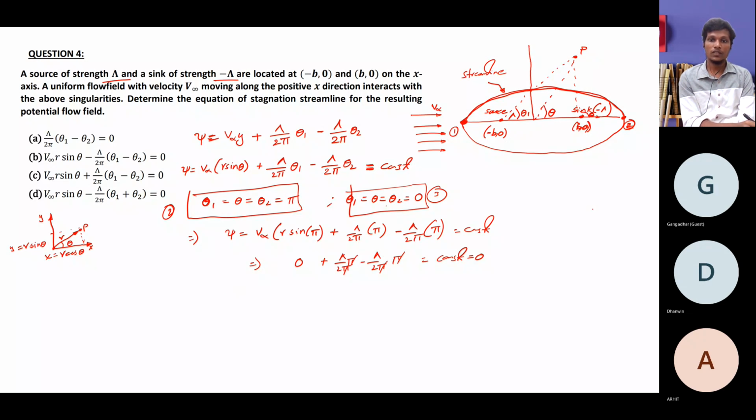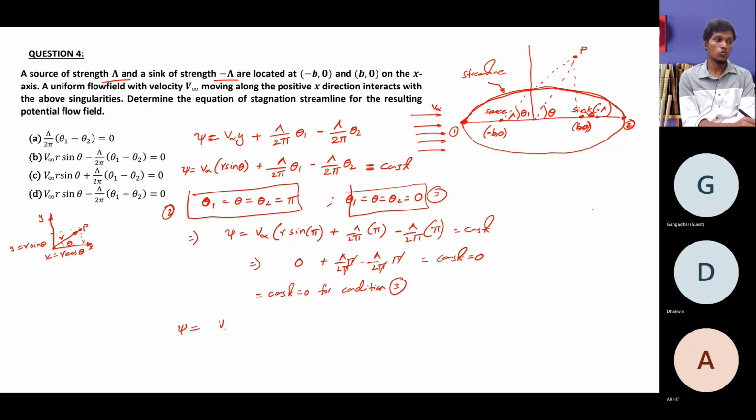Now you have another condition, that is theta 1 equals theta equals theta 2 equals 0. You substitute these theta values in this, you will again end up with the constant equals 0 for condition 3. So in both conditions 2 and 3, we are getting the same stream function. That means only these 2 points have the same streamline and that constant is 0, corresponding to your stagnation streamline passing through these two stagnation points. That is what they asked.